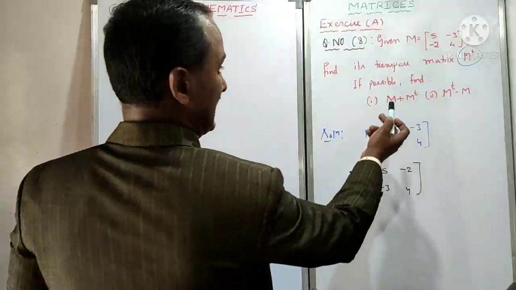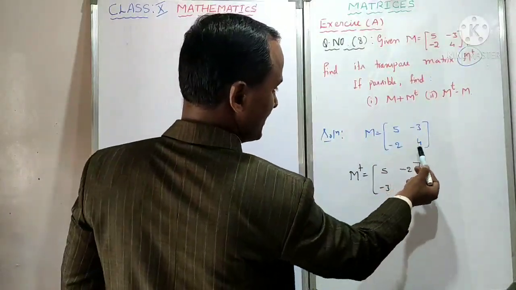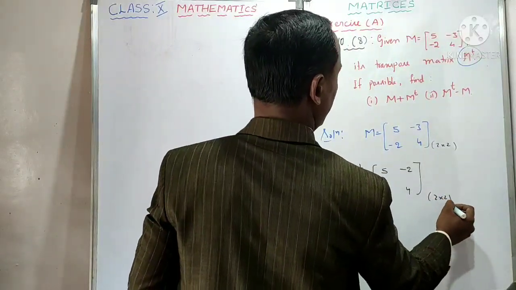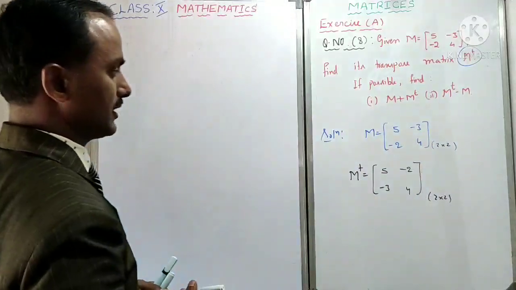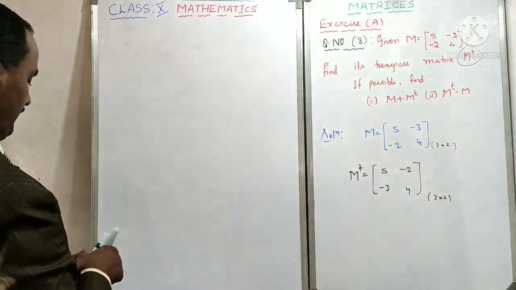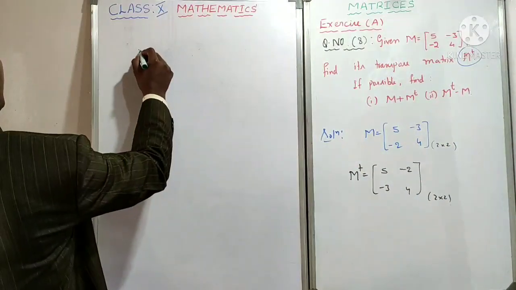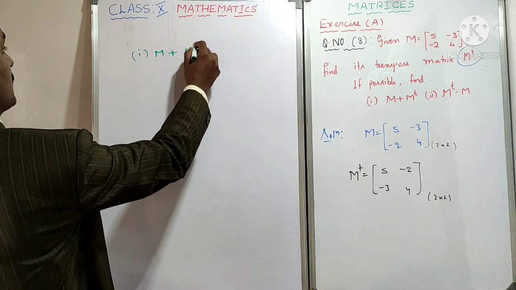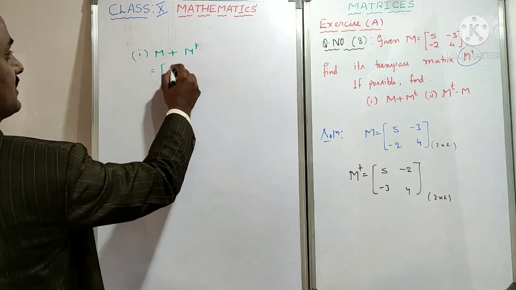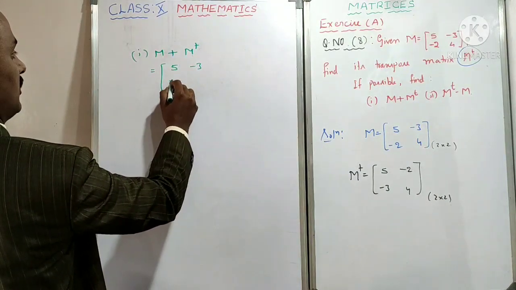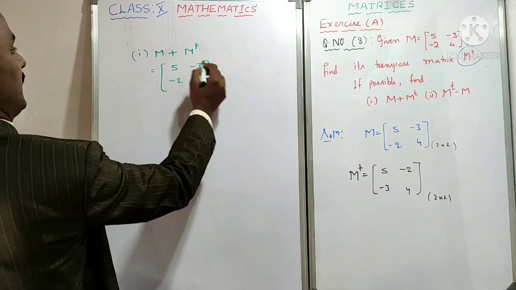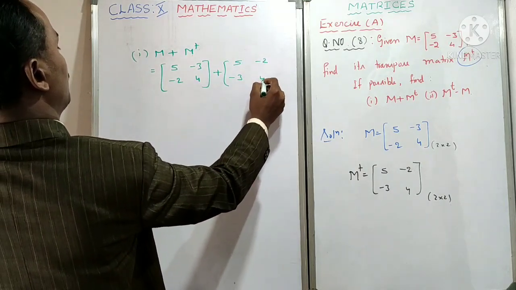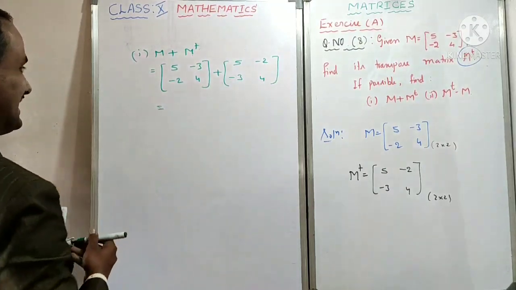Now, is it possible to do addition? Yes. This is also order 2 by 2, is it? This is also order 2 by 2, is it? It's possible to do addition or subtraction. Shall I continue here? Observe here. First one, matrix M added with the transpose of matrix M. Matrix M is 5, -3, -2, 4, plus the transpose of the matrix, 5, -3, -2, 4. Shall I do it here? Easy.